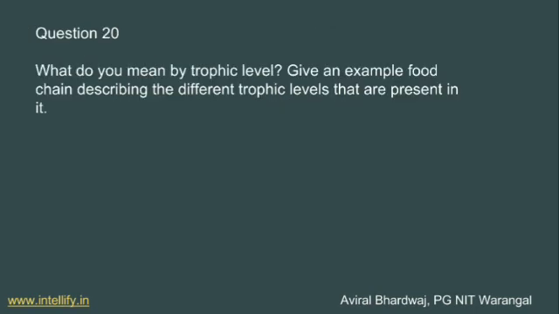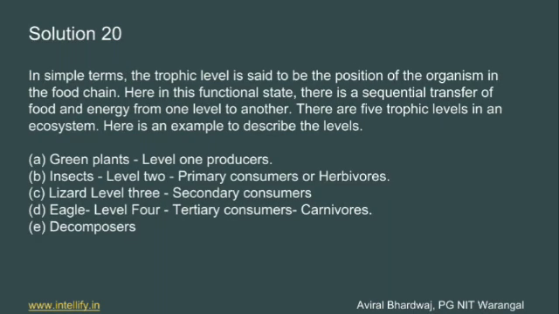Next, what do you mean by trophic level? Give an example from a food chain. Describe the different trophic levels that are represented in it. Basically, a trophic level is the position of the organism in the food chain. A food chain is the transfer of food energy from one level to another level. There are 5 trophic levels in the ecosystem. The first is green plants, which are also called producers.